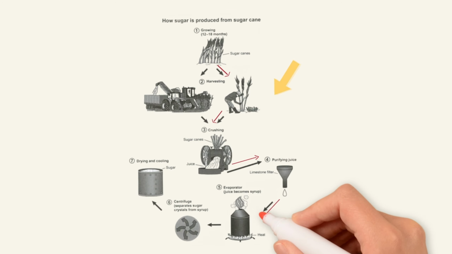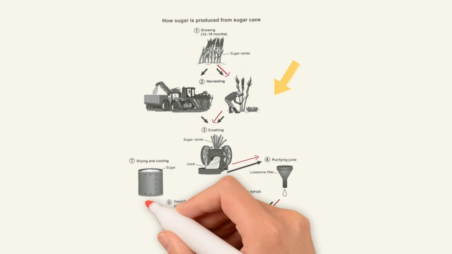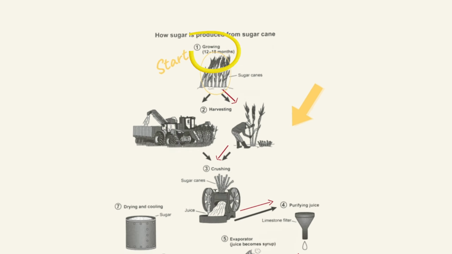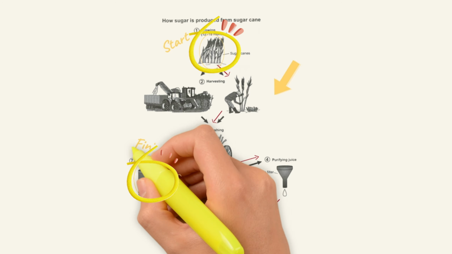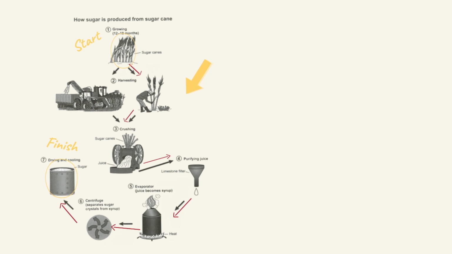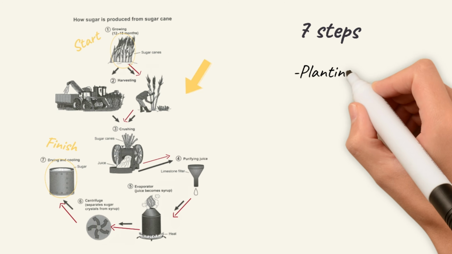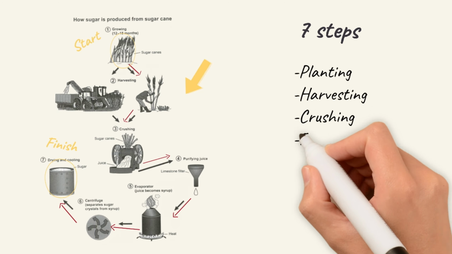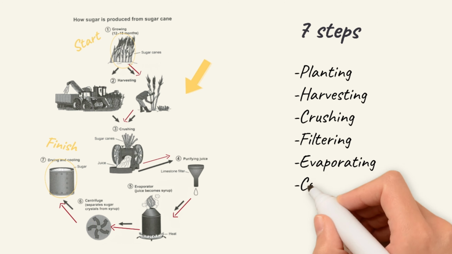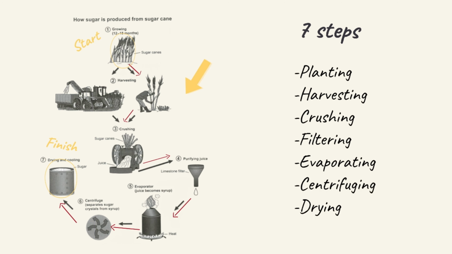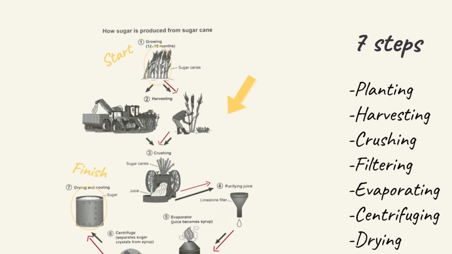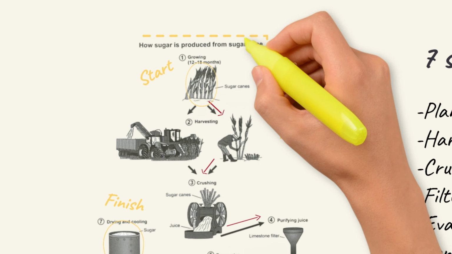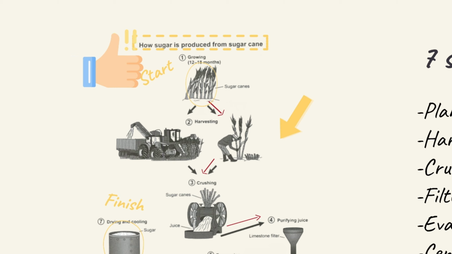This diagram illustrates a typical manufacturing process with a starting point and an end point. There are 7 steps to produce sugar from sugarcane: planting, harvesting, crushing, filtering, evaporating, centrifuging, and drying. Each step has corresponding explanations, as we can see. Pay attention to the title here, How Sugar is Produced from Sugarcane. It's a great choice for our later paraphrasing.